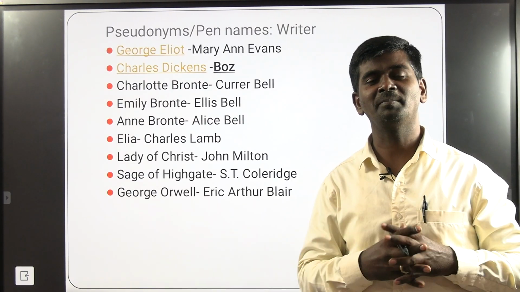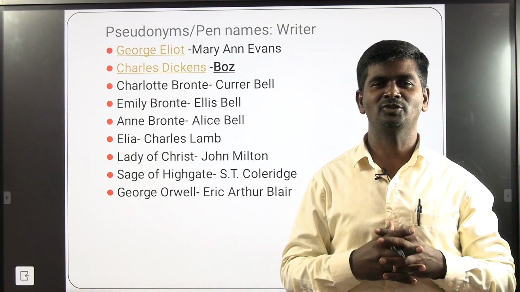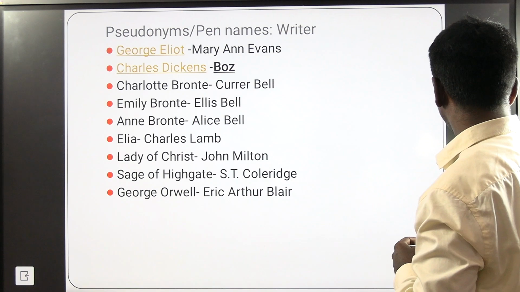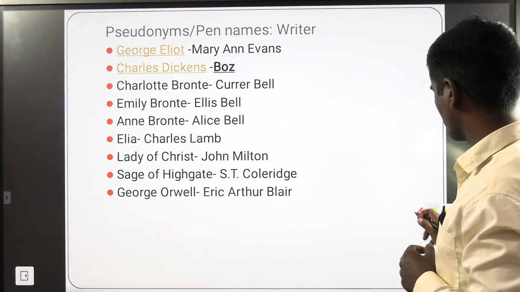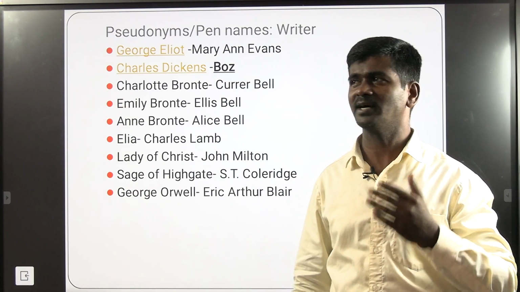Next, what are the important pen names? What are the important pen names of writers during the Victorian period? You can see this is very important. Several times in the history of DSC, Gurukula, TGT, PGT, these were asked.